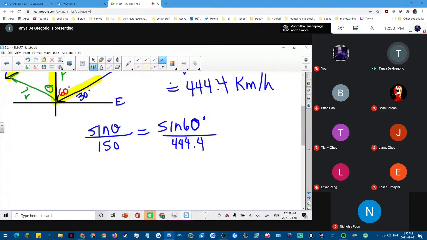All right, so here. Where were we here? Okay, so solving here, we're going to take the inverse of sine.